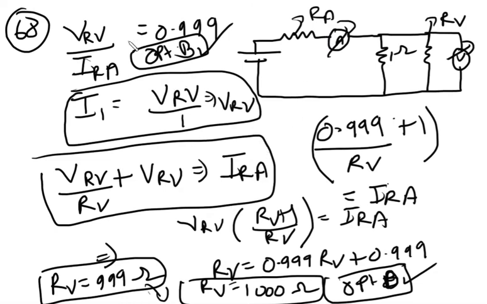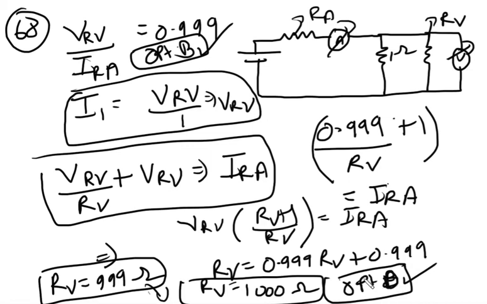We know from the data given that the ratio of voltage across the voltmeter to current in the ammeter is 0.999. So we substitute VRV as 0.999 IRA and we arrive at the following. We get RV as 999 ohms, but we will say it is approximately equal to 1000 ohms. So the only option matching RV equal to 1000 ohms is option B. Option B is the right choice.